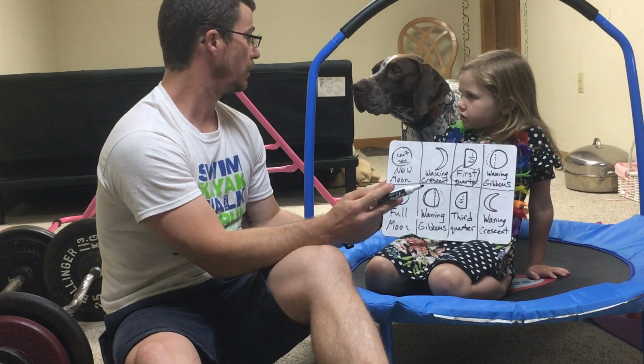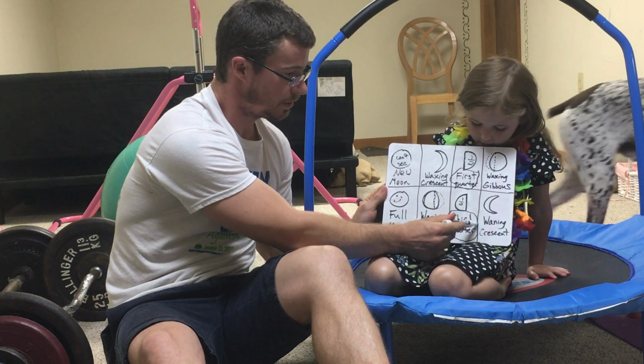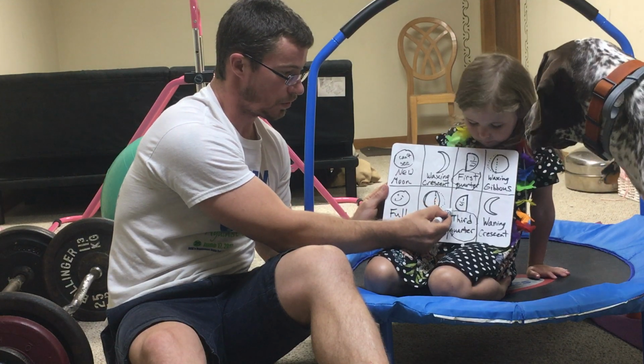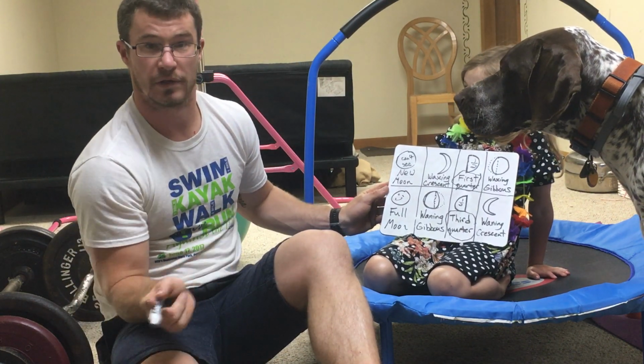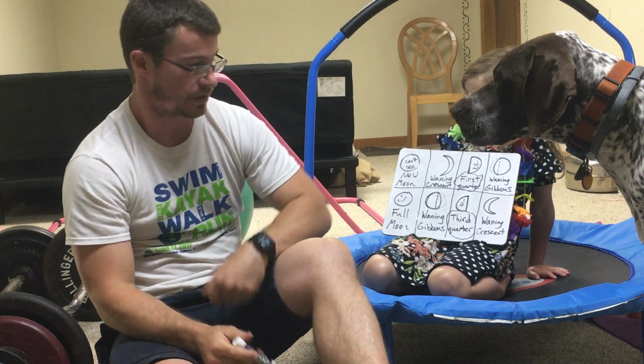You're doing good. The third quarter is when the other side of the moon is showing. See how this is the full side here? It's the opposite in the third quarter. It's going this way. And I'll explain in a little bit how you can tell the difference between waning and waxing and first quarter versus third quarter.